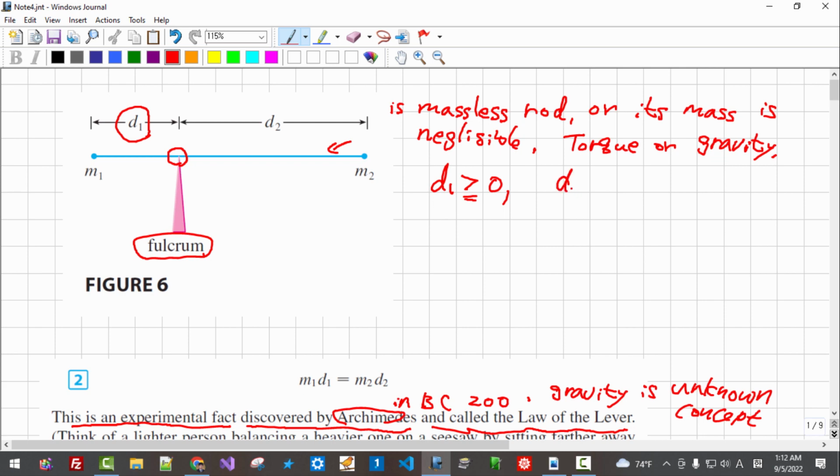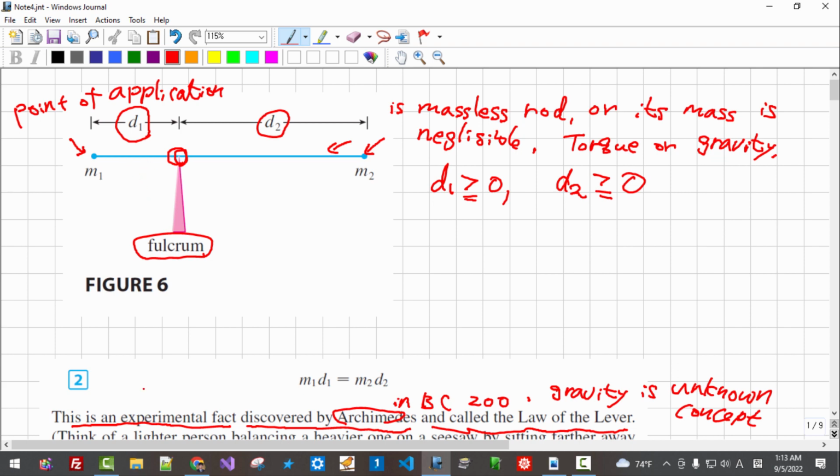Note that the distance d1 should be greater than or equal to 0 from the fulcrum, the point of fulcrum. Also, d2, the distance from the fulcrum to the point of application, we call this point of application, should be greater than 0. Don't forget this fact.